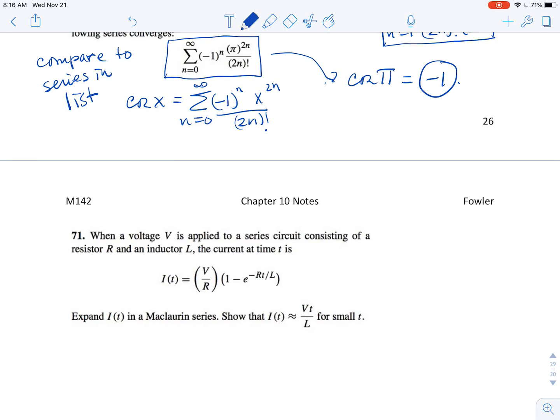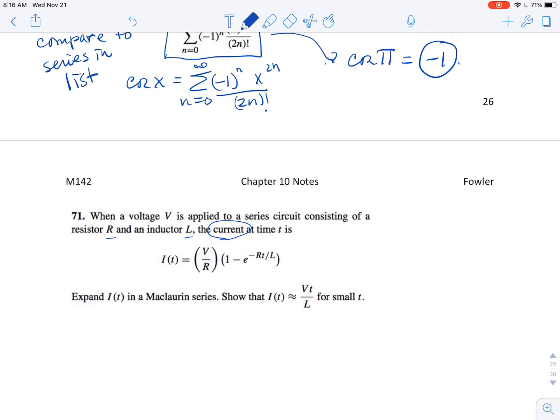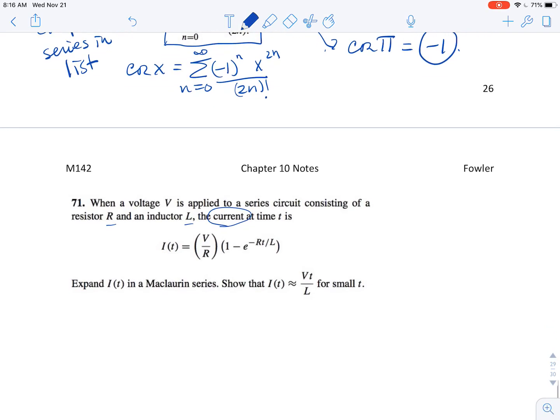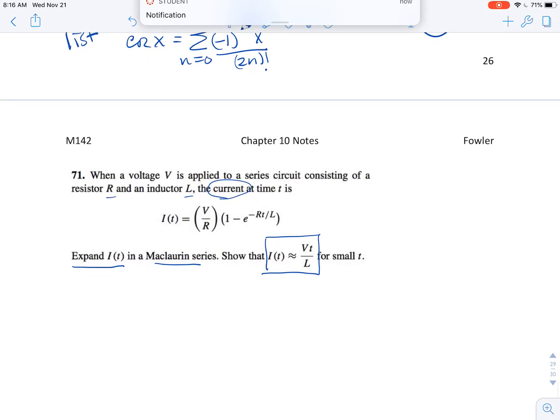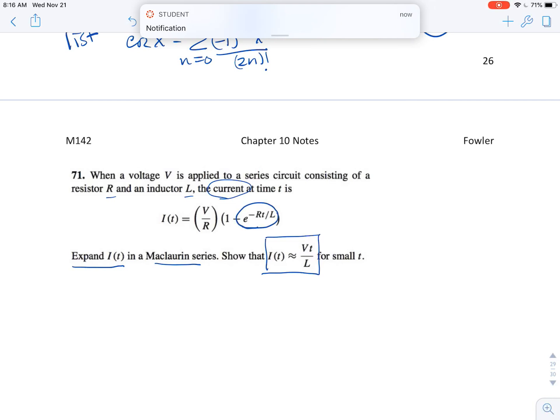When a voltage V is applied to a series circuit consisting of a resistor R and an inductor L, the current I at time t is given by this formula. So we want to expand I of t in a Maclaurin series and show that the current is very close to the voltage times T over L for small t. All right, so notice here is the Maclaurin part right here.